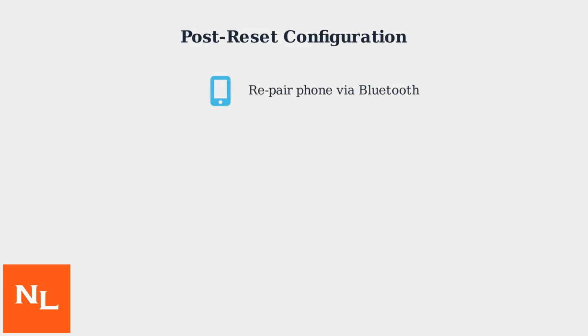Once rebooted, you'll need to re-pair your phone with the system using Bluetooth. This restores connectivity for calls, music streaming, and contacts. Next, set your preferred radio stations. You'll need to scan and save your favorite FM or AM stations, as the reset clears all saved presets.